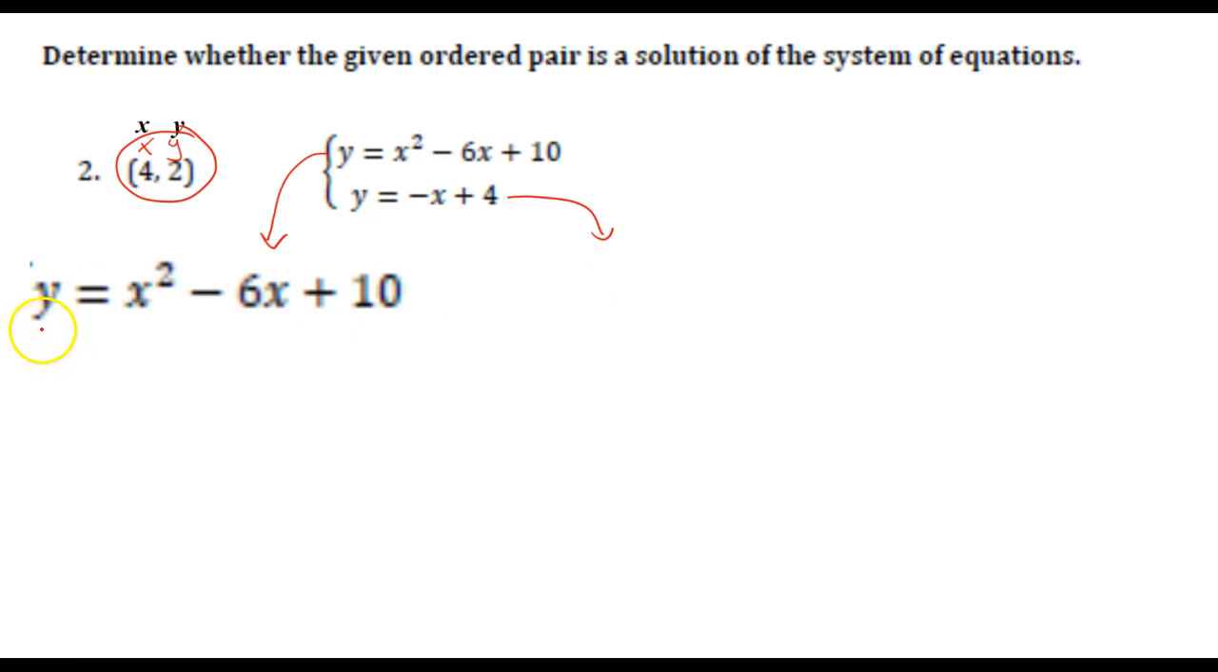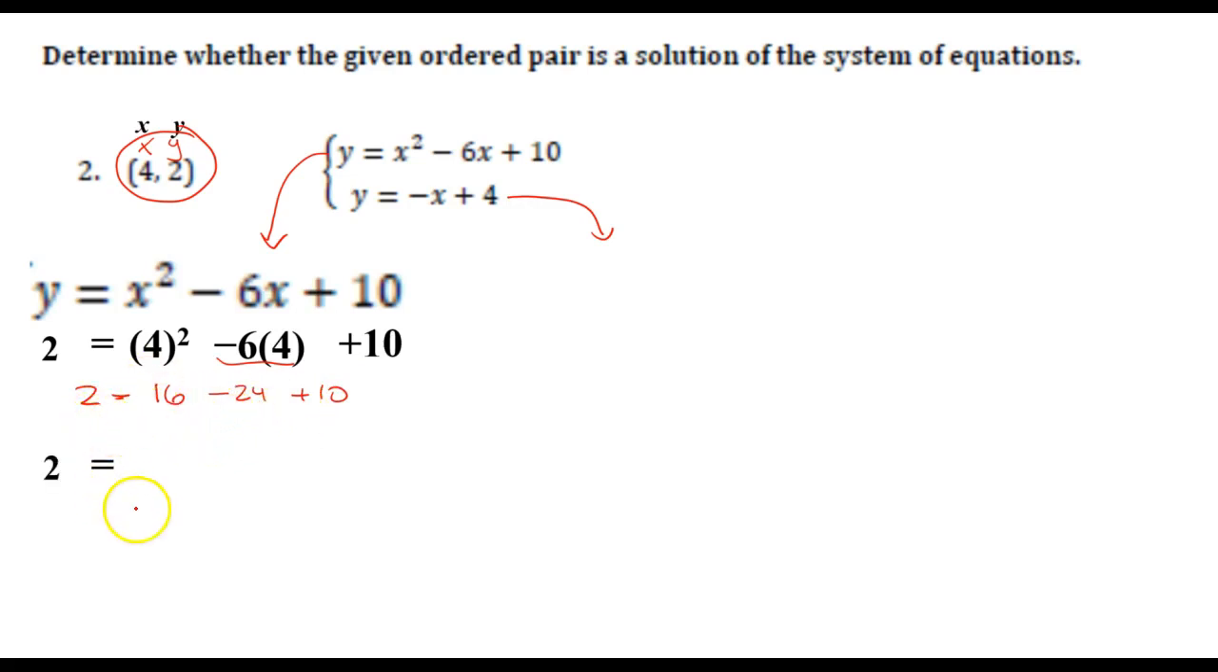So again, I'll go ahead and plug in, instead of y, we'll put in 2. Instead of x, we'll put in 4. I'm going to rewrite everything else. Alright, and let's work this out. So 4 squared would be 16. That would be negative 24 plus 10 equals 2. You can always calculate this out from here and work that out. And that would be 2 equals 2. Awesome. So that's a true statement.